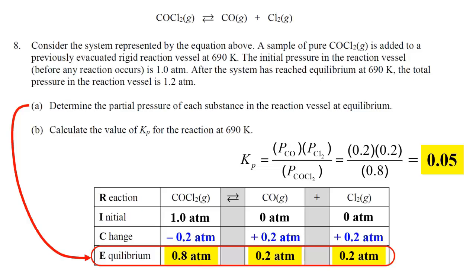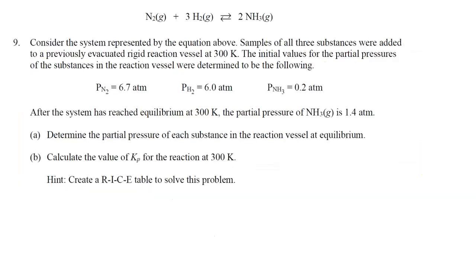Now let's take a look at question 9. In question 9, we are given a balanced chemical equation, and it says, consider the system represented by the equation above. Samples of all three substances were added to a previously evacuated rigid reaction vessel at 300 Kelvin. The initial values for the partial pressures of the substances in the reaction vessel were determined to be the following.